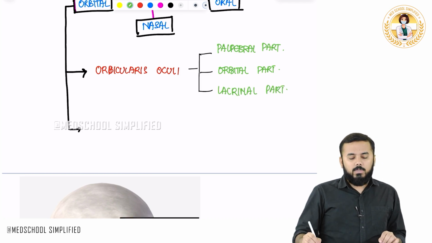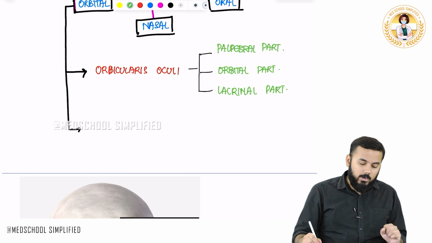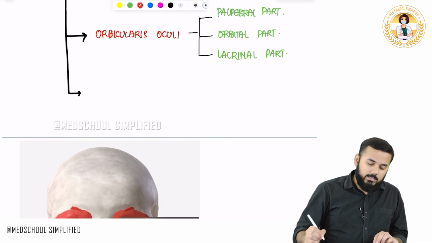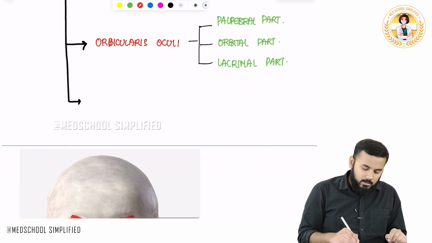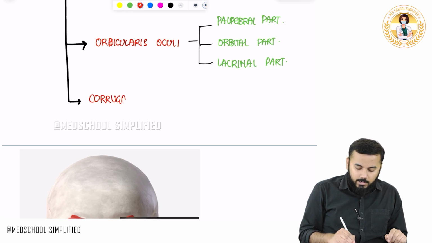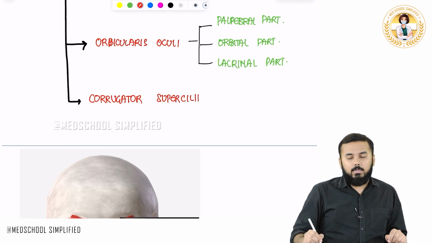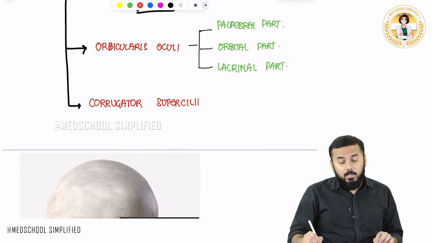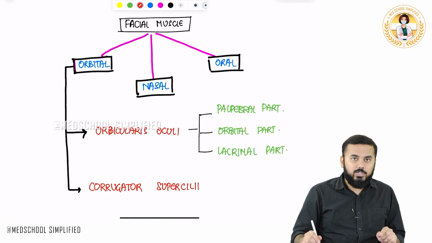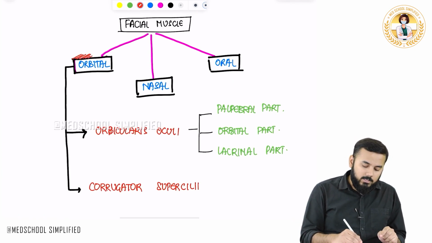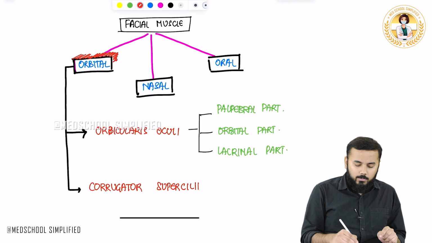Lacrimal part. So in this way there are three groups of orbicularis oculi. And after orbicularis oculi, the next group of muscle we have got is corrugator supercilii muscle. What is this? Corrugator supercilii muscle. Okay. So corrugator supercilii muscle and orbicularis oculi muscle, these are the two facial muscles which are related to what? These are the two facial muscles which are related to your orbital part.